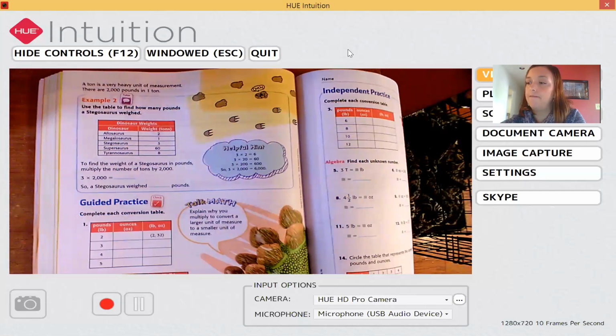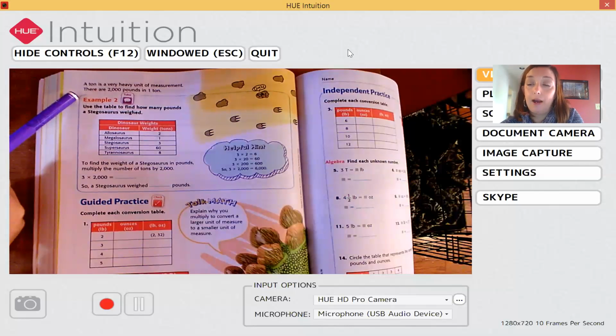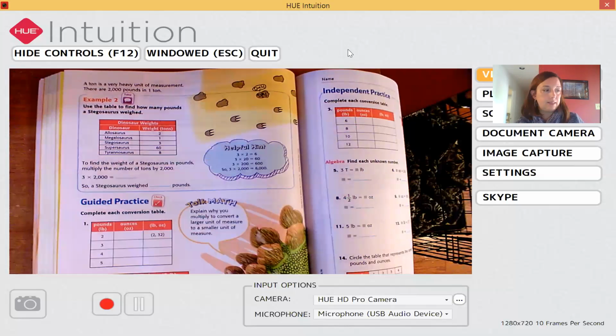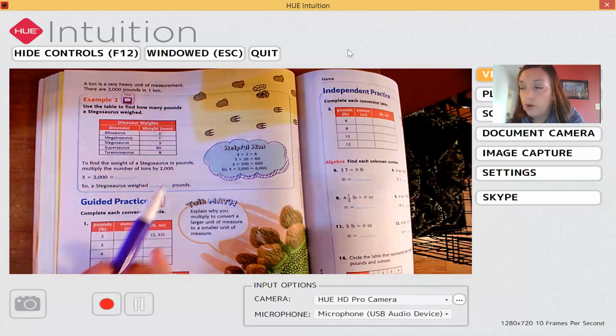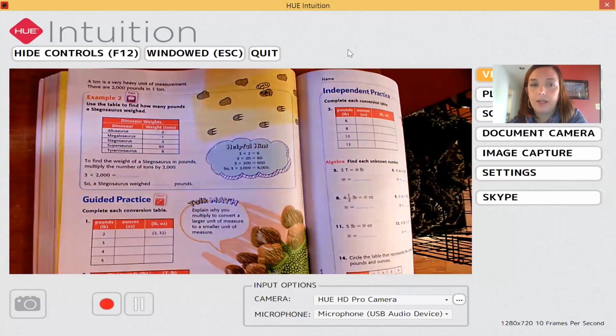A ton is a very heavy unit of measurement. Remember, a ton is about the weight of a car. There are 2,000 pounds in a ton. So example 2, it says use the table to find how many pounds a stegosaurus weighed. So a stegosaurus, it says it weighed 3 tons, right? So we need to know how many pounds that is. I'm gonna go ahead and I'm gonna take us to our ratio table, okay?